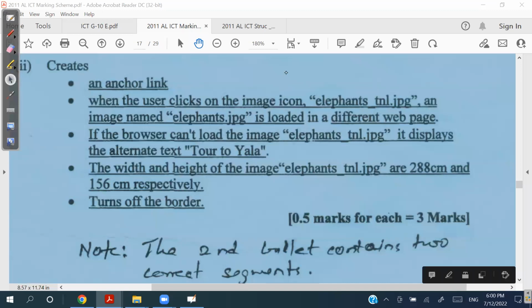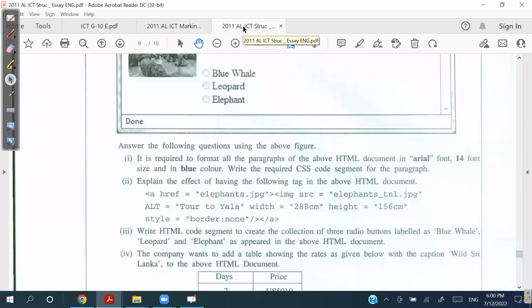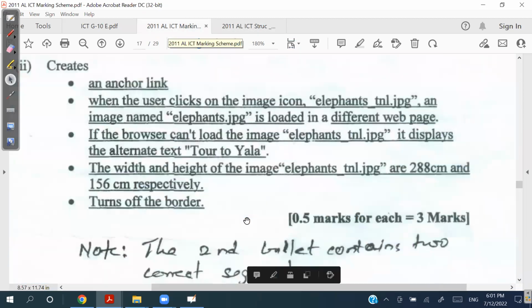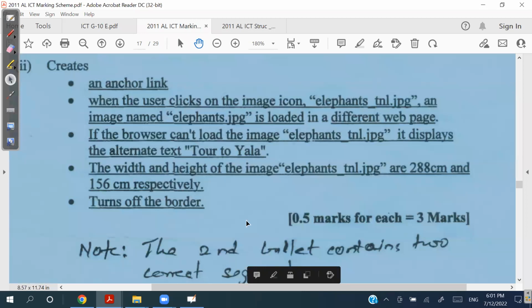No, the border will not be applied because it says turns off border. In here it says style equals border colon none. So for that purpose, we have to say they have turned off the border. Got it?